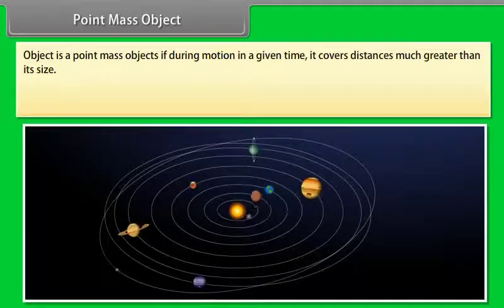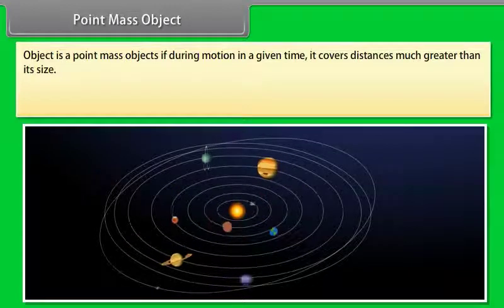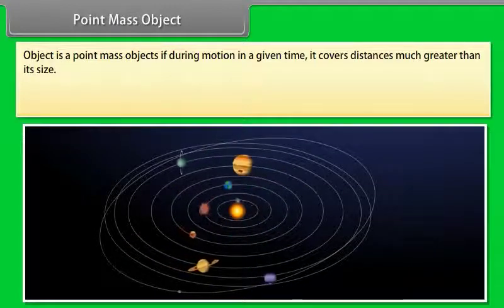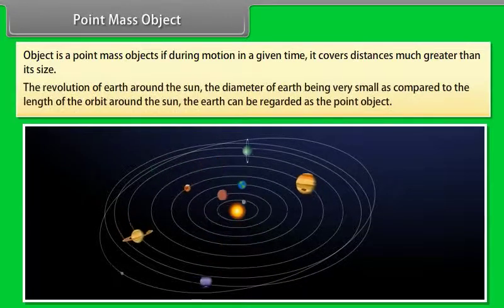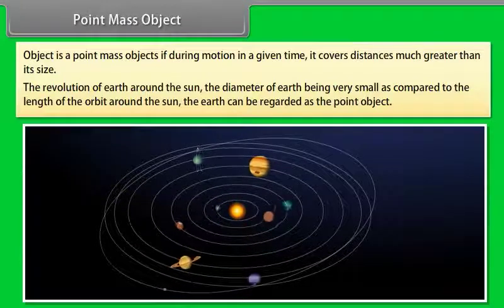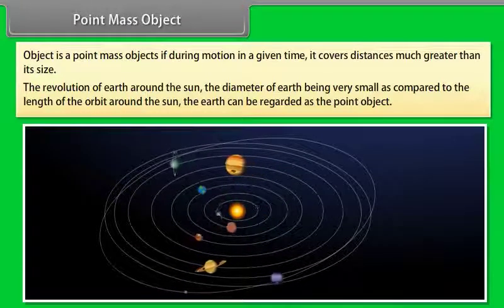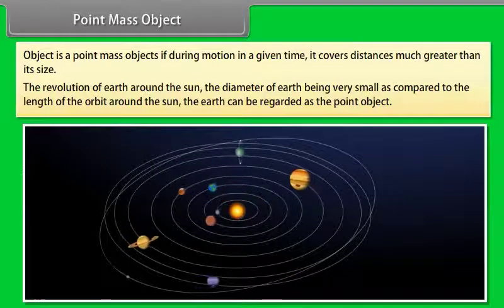Point mass object. An object is a point mass object if during motion in a given time it covers distances much greater than its size. Example, in the revolution of Earth around the Sun, the diameter of Earth being very small as compared to the length of the orbit around the Sun, the Earth can be regarded as a point object.